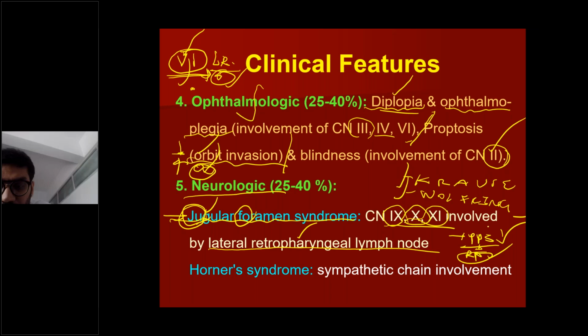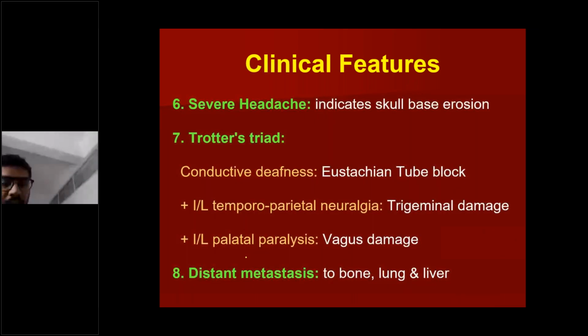Involvement of the parapharyngeal space can be there like that. As I already told you about Horner syndrome, there can be sympathetic chain involvement. So cranial nerves 9, 10, 11, 12 along with the sympathetic chain. Sympathetic chain is very important. Ptosis, miosis, anhidrosis, and enophthalmos will all be there along with Horner syndrome. There can be severe headache with skull base erosion.